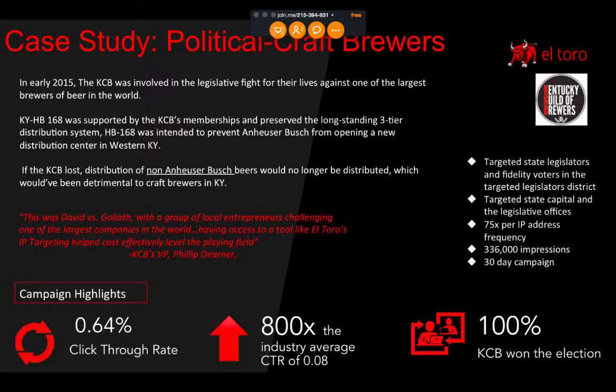It's one of those David and Goliath situations where Anheuser-Busch has deep pockets. And the craft brewers had a very big hill to climb. And so they actually looked to us and did 100% digital. We were able to target key legislative and state capital offices, as well as target high-fidelity voters at home in key areas. So we actually ended up winning and beating Anheuser-Busch, despite the fact that Anheuser-Busch spent over $200,000 on marketing, and the craft brewers spent less than $50,000. So very powerful stuff with that.